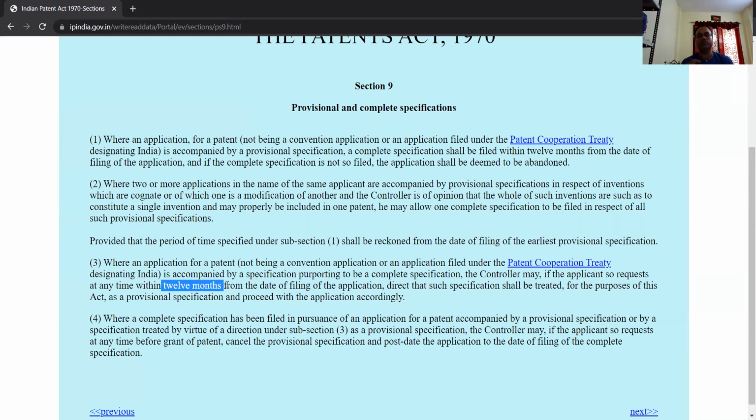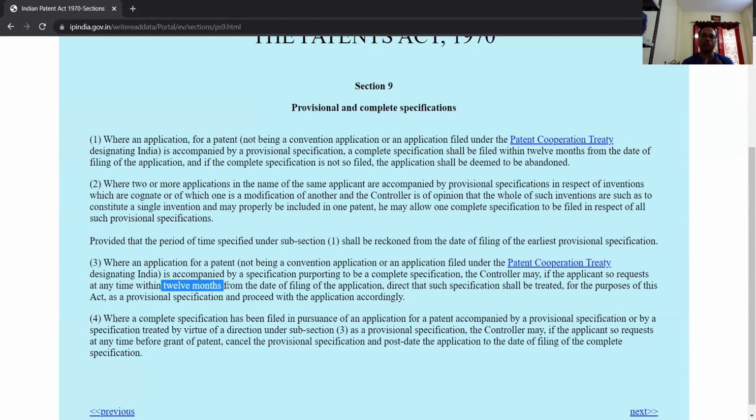Now the scenario is, instead of filing a provisional, you file a complete specification. How do a complete and a provisional specification differ? They differ just by a word in Form 2. In Form 2, if you select provisional specification, then the entire specification becomes the provisional specification. If you select complete specification, it becomes a complete specification.